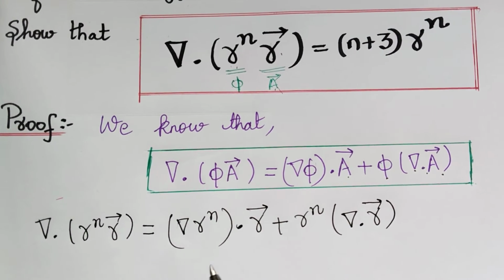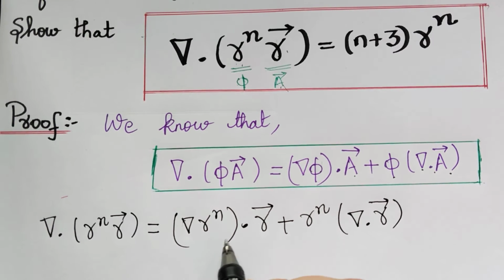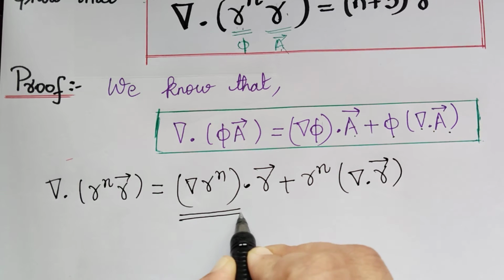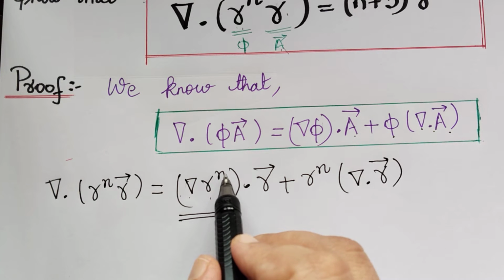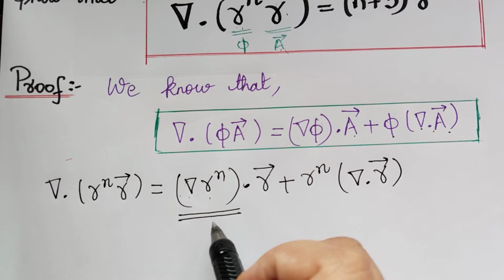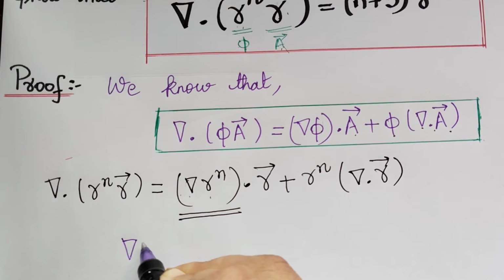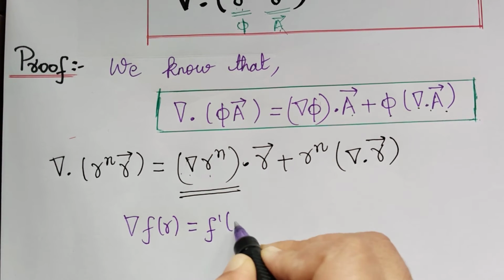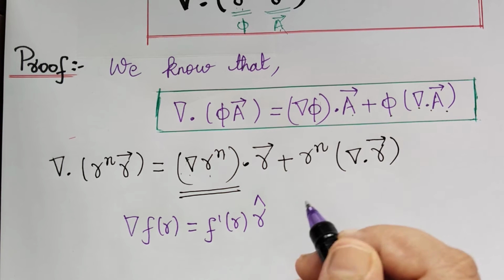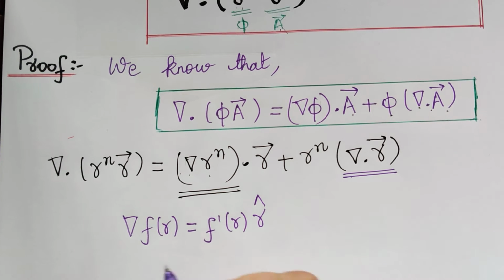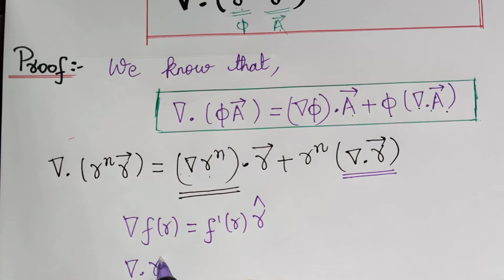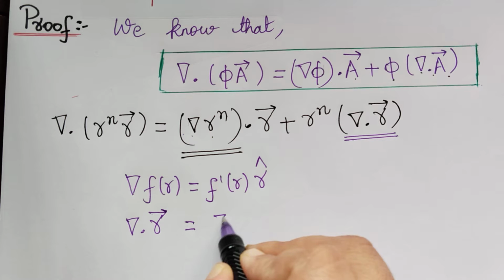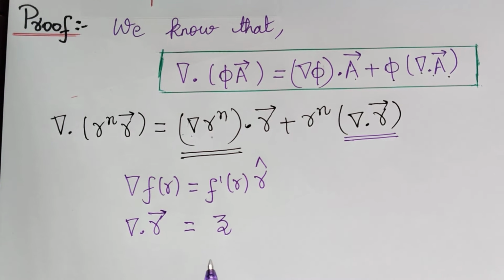After applying, we have to apply a few more identities in order to proceed further. That is, we have to find del r to the power n, for which we will be using the identity del f of r. We know that it is equal to f dash of r multiplied with r cap. And in order to find del dot r vector, we know that in one of the results we have found that del dot r vector is equal to 3. So we are going to apply these two now.